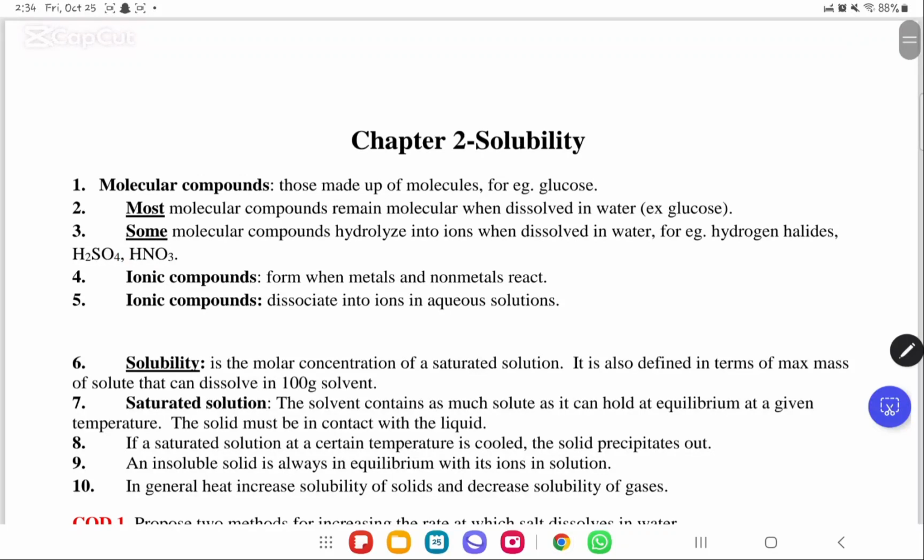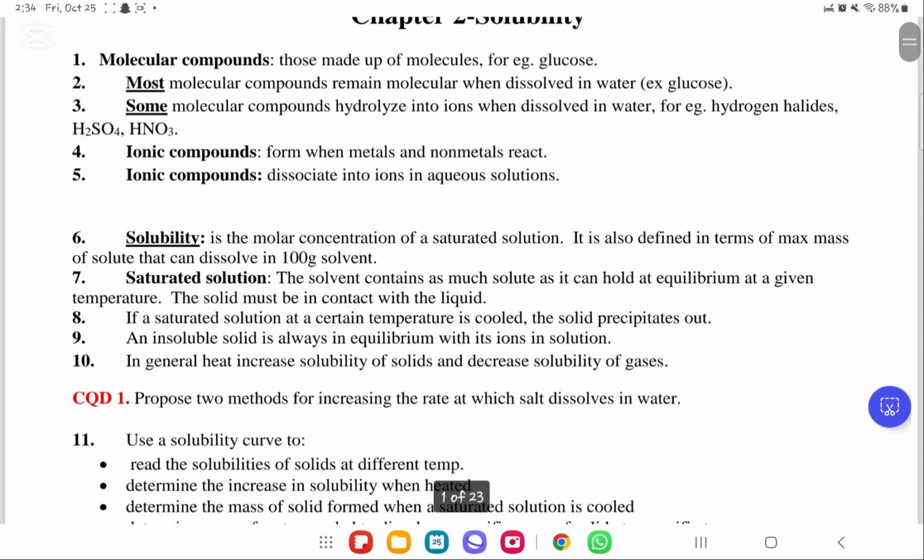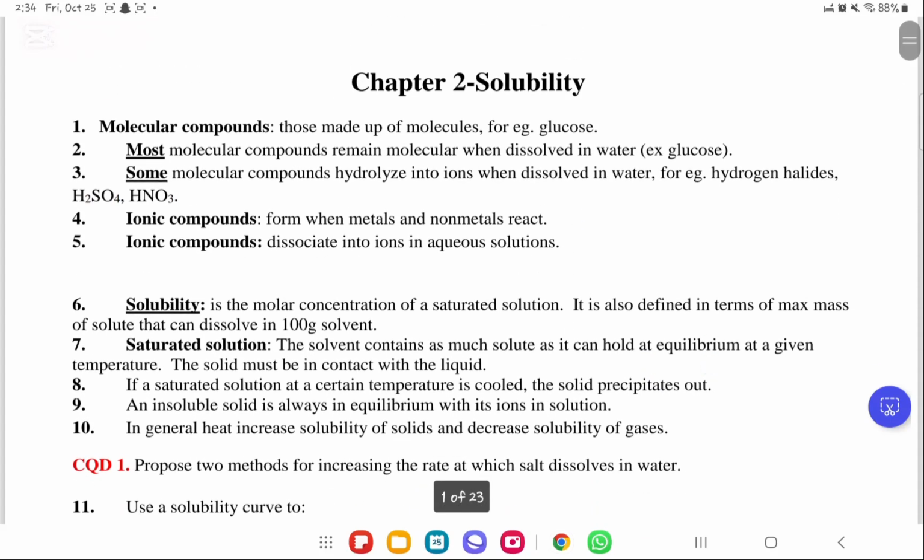Hello guys, so today I'll be explaining the chapter 2 notes, only the questions, because I did a video previously explaining chapter 2. Chapter 2 is about solubility, okay? It's a very nice chapter. It's very simple compared to the previous ones before.